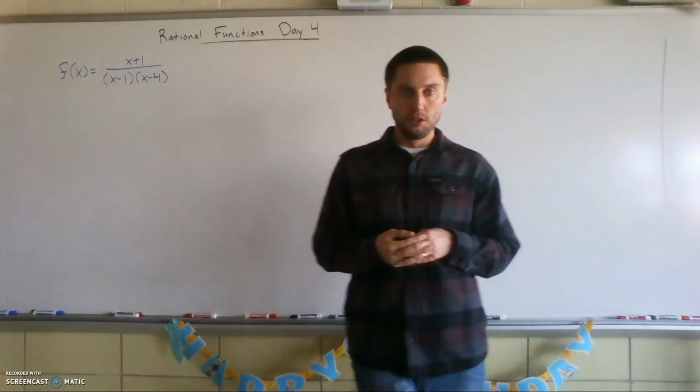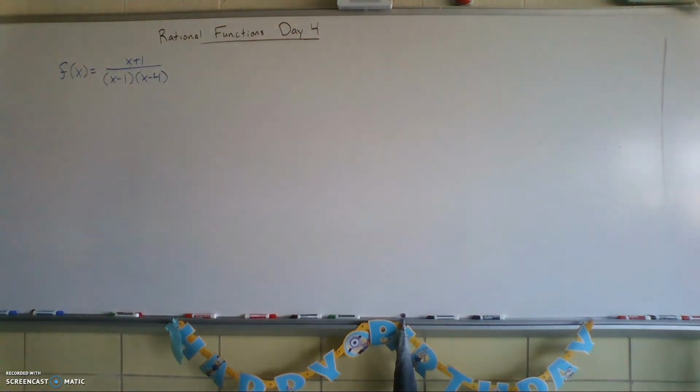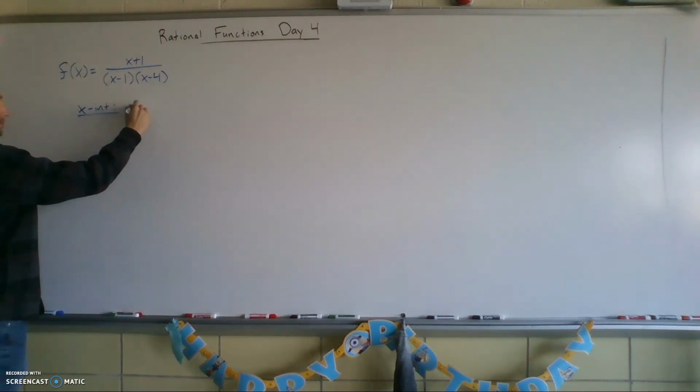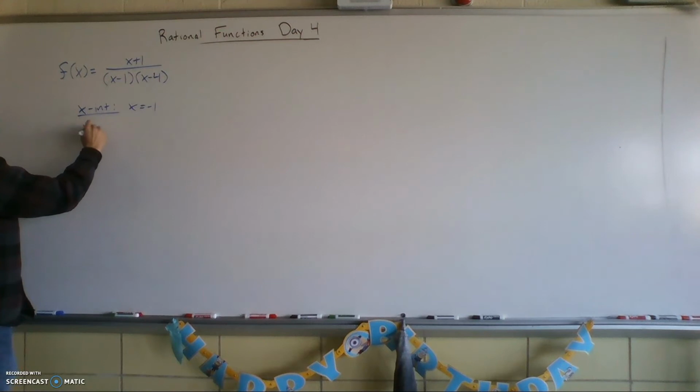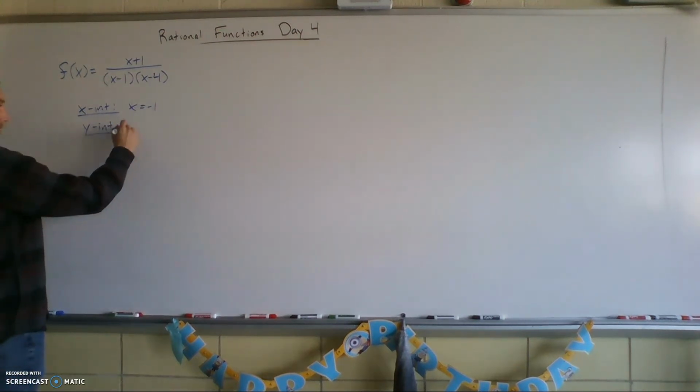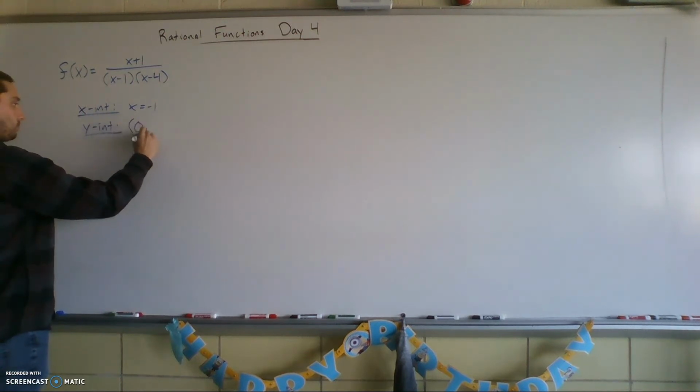All right, so let's give this one a try. Trying to make this a little bit goofier. So x plus 1 over x minus 1, x minus 4. So I factored it for you already. So let's go ahead and get our info. So x-intercepts are at -1. Y-intercept, plug in 0 for x. That'd be 1 over 4, I think.